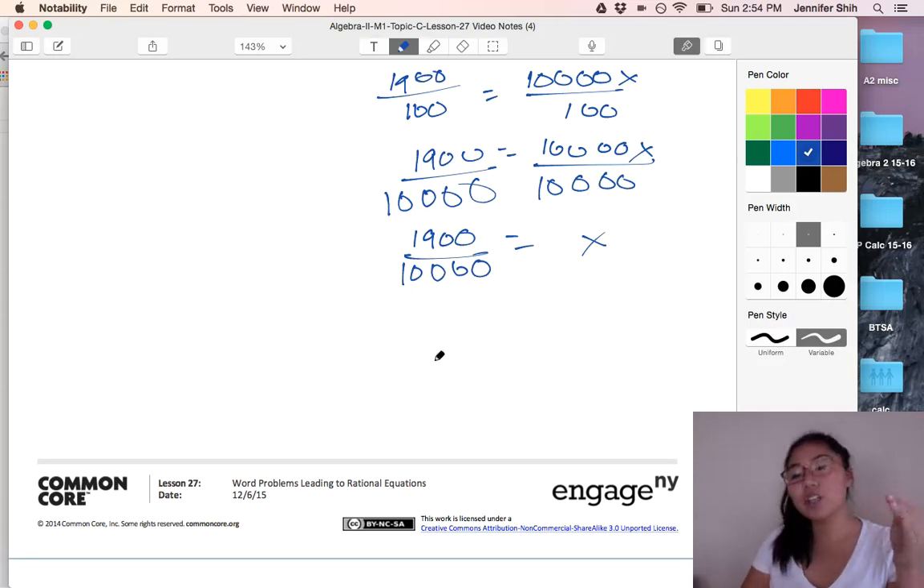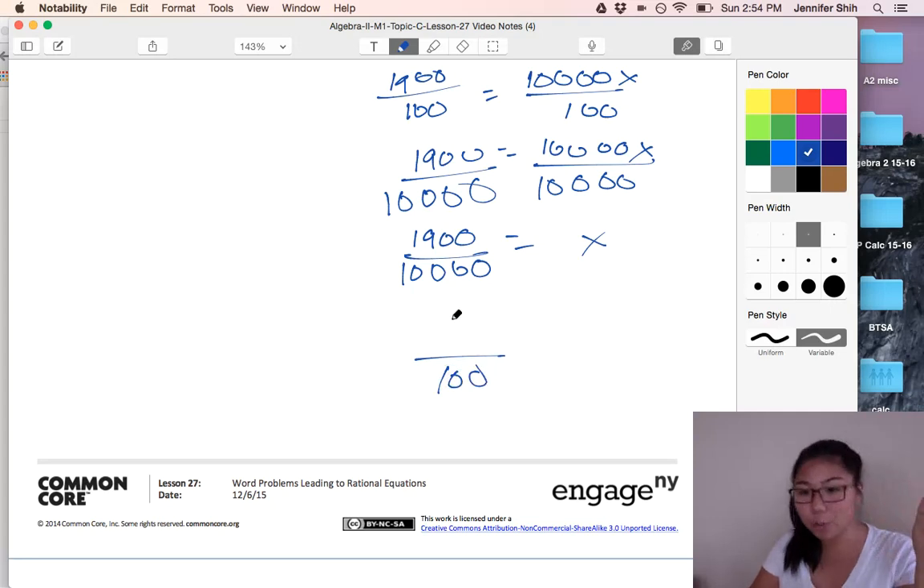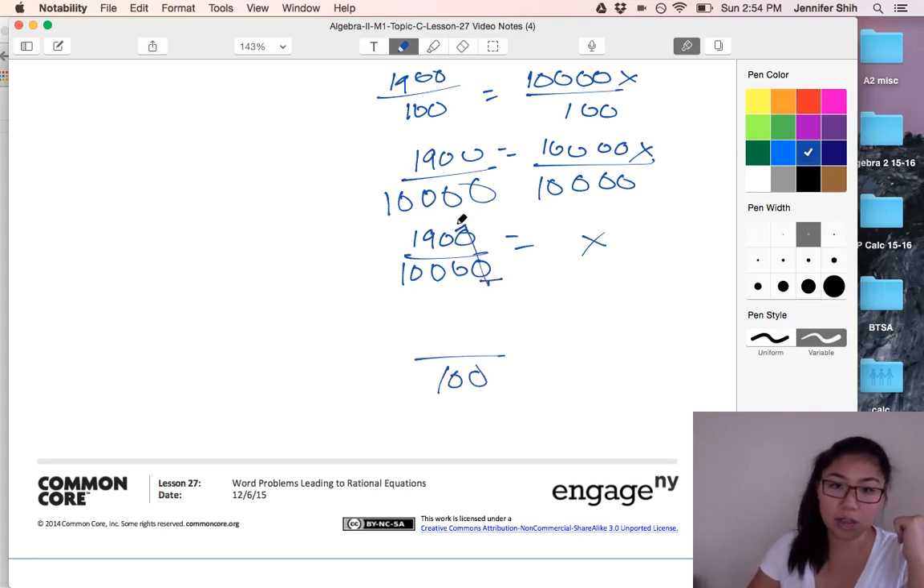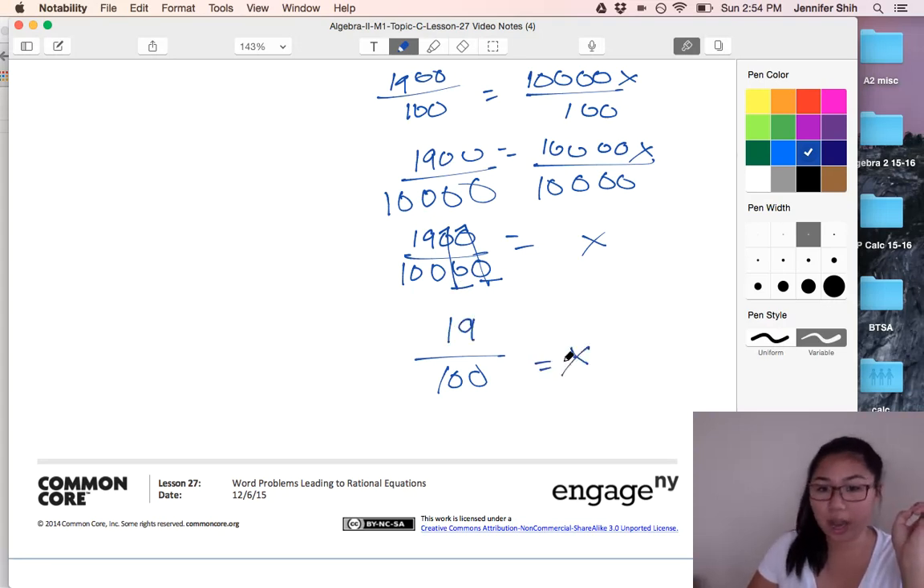If we can get our denominator to be per 100, then our numerator is going to be our percent. So let's see, this 0 cancels out because that's a factor of 10. This is also a factor of 10, and I'm left with 19 over 100. So 19 over 100 is equal to x. So now this means this is 19 per 100 or 19%. Isn't that nice how that worked out?